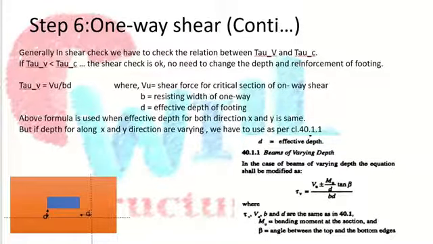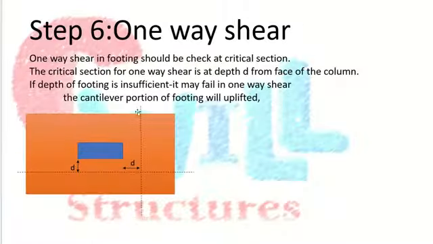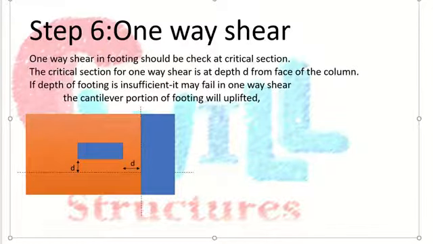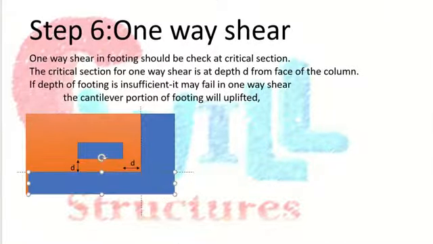We can use a formula for tau E: Vu upon bd, where Vu is the shear force for the critical section for one-way shear. Here you can see my one-way shear critical section. So we have to determine the shear force for this particular section. It is along the y direction, and if we are talking in terms of the x direction, we have to check shear for this particular section.